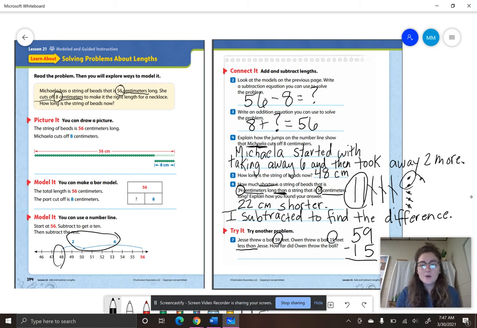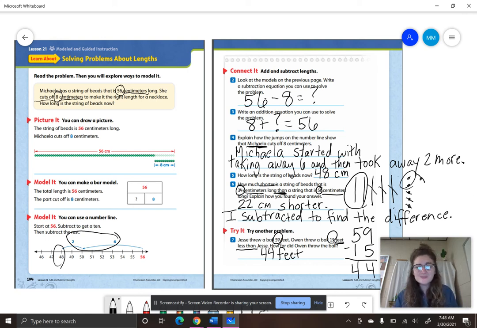So 9 ones minus 5 ones. 9 minus 5 is 4 ones. And 50 minus 10 is 40. So how far did Owen throw the ball? 44. Ooh, what's the unit? Feet. Owen threw 44 feet.